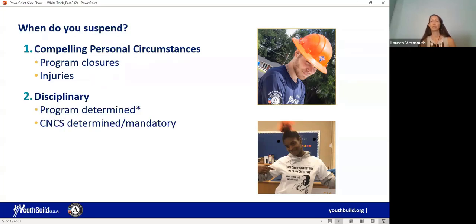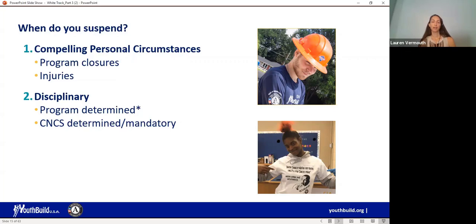Second category, disciplinary suspensions. That first bullet line, you're seeing ones that are program determined. What I mean by that is your code of conduct. Every program sets the expectations, and you're going to have that in your member handbook, but also in your member contract. I have a little asterisk there. We're going to come back to program determined in our next slide. But just knowing you get to choose what those are, and your member contract outlines what would lead to a suspension if those are violated. What's set up in your standard member contract is a verbal warning, written warning, then a suspension.